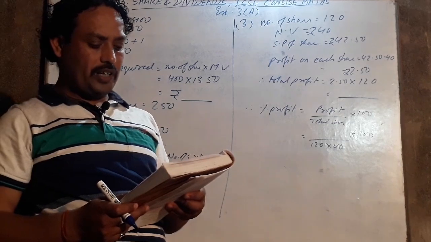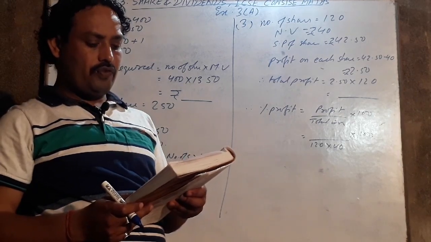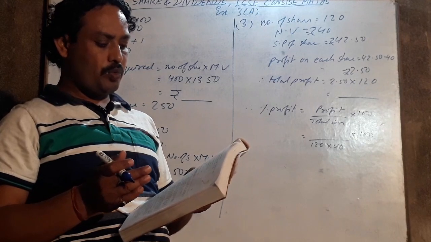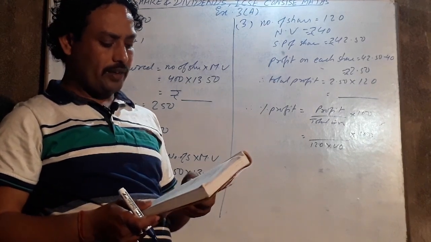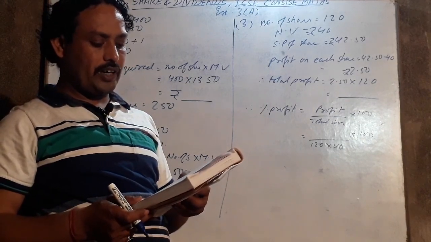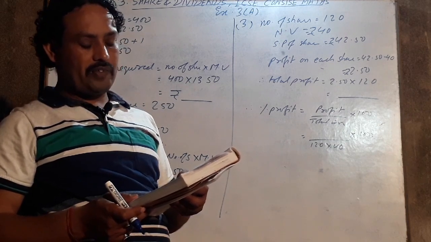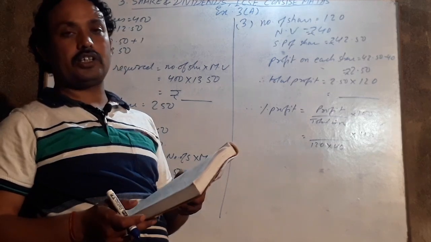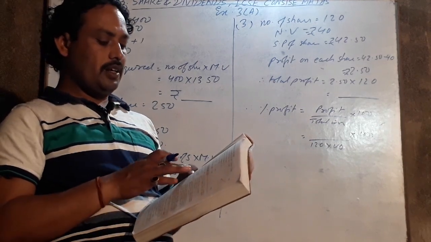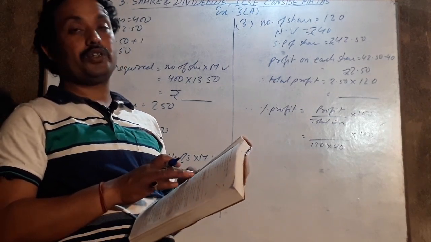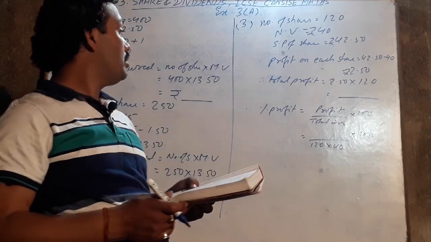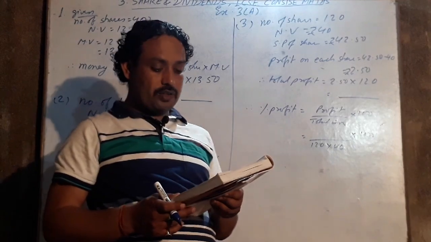Question number 4. Find the cost of 85 shares of rupees 60 each when quoted at 63.25. Cost we have to find of 85 shares, nominal value is 60 and it is quoted at 63.25, that is cost equal to, we will take the market value into number of shares. Question number 4 you will do yourself. Question number 5.